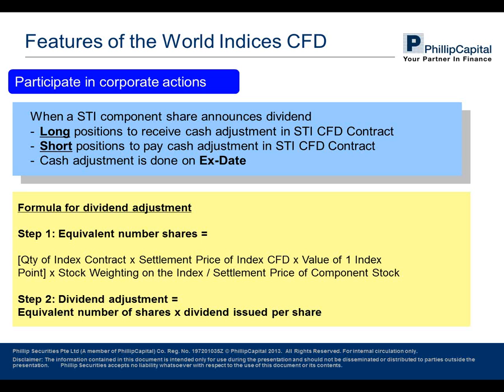And how do we calculate the dividend adjustment? Very, very simple. We first calculate the equivalent number of shares. This is the quantity of your index contract times the settlement price at market close, times the value of that index point. And then, of course, we have to take into consideration the stock weightage on the index over the settlement price. So it's pretty easy. It is automatically calculated for you.